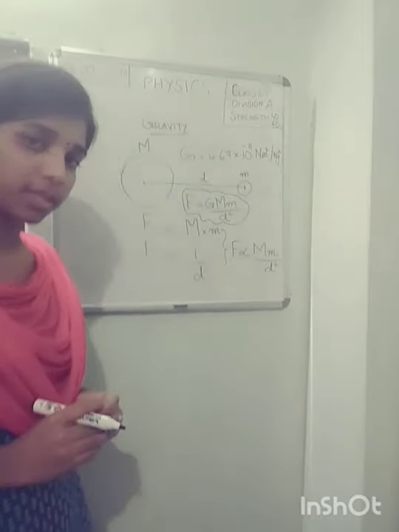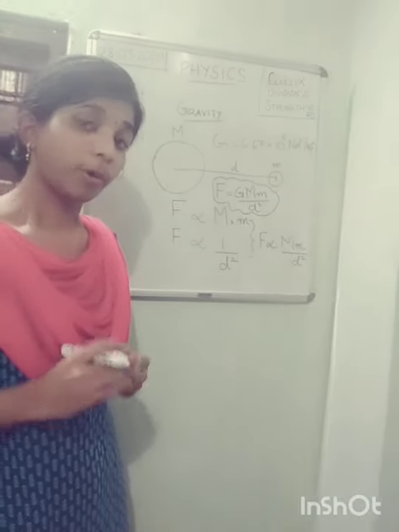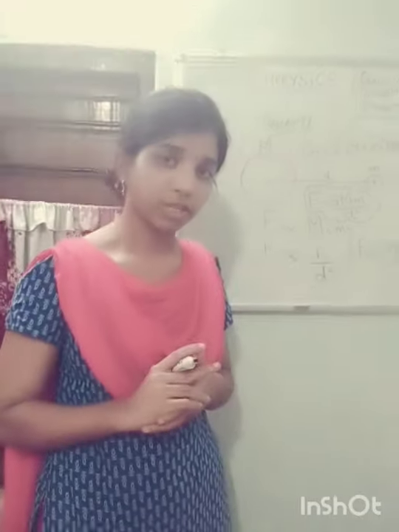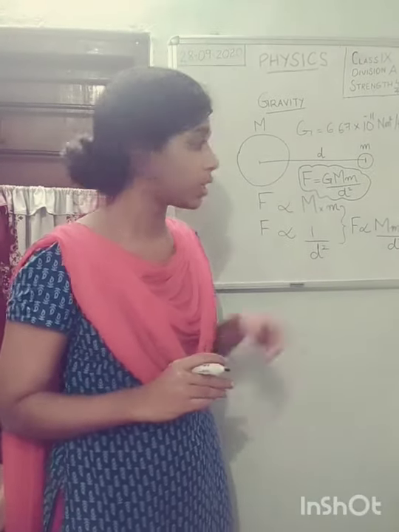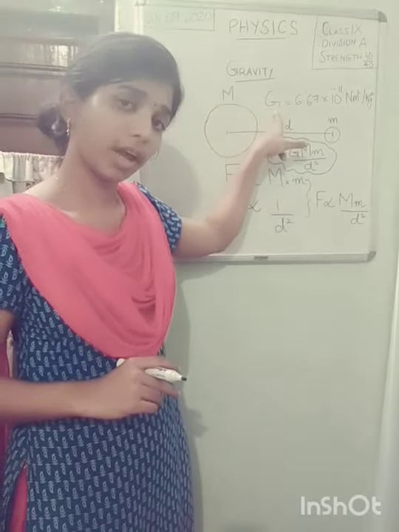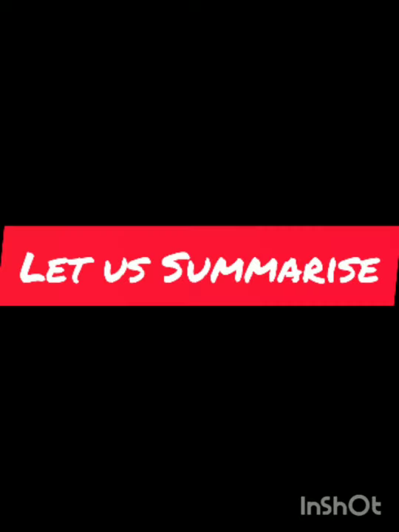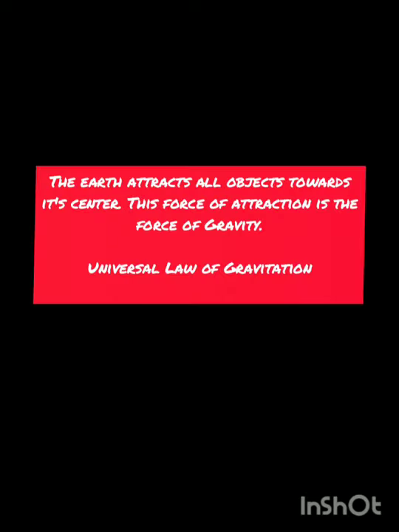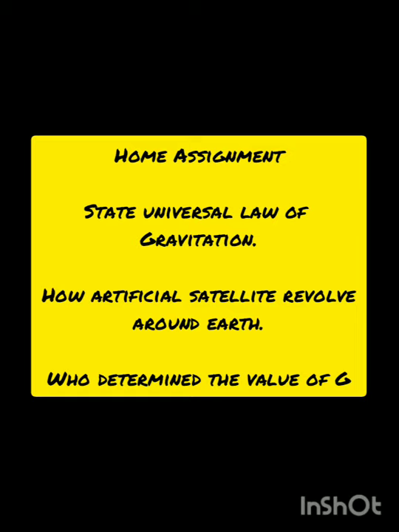Your home assignment is to find out which scientist proposed the universal law of gravitation and which scientist proposed the value for this constant G, which is the gravitational constant. Let's summarize what we have learned. We learned that Earth attracts all bodies towards its center. This force of attraction is called gravity. We learned universal law of gravitation. Home assignment for you: state universal law of gravitation, explain how artificial satellites revolve around Earth, and find who determined the value of G. Thank you so much.